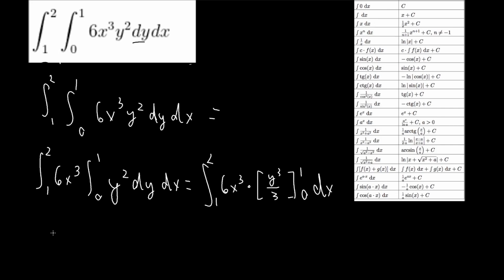So now we are given the integral of 6x to the power 3 multiplied by 1 over 3. The solution to this, you substitute y for 1 minus the substitution of 0 for y, which is going to result in the same thing we had in the previous exercise.